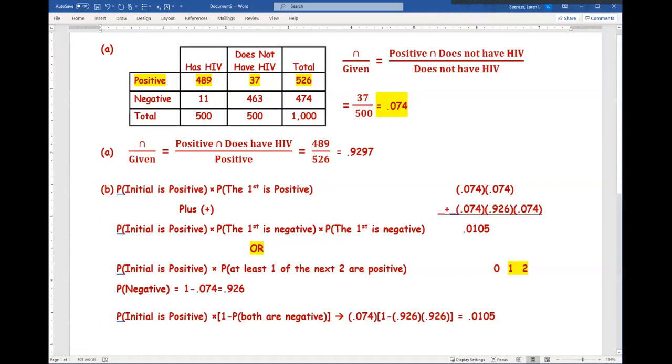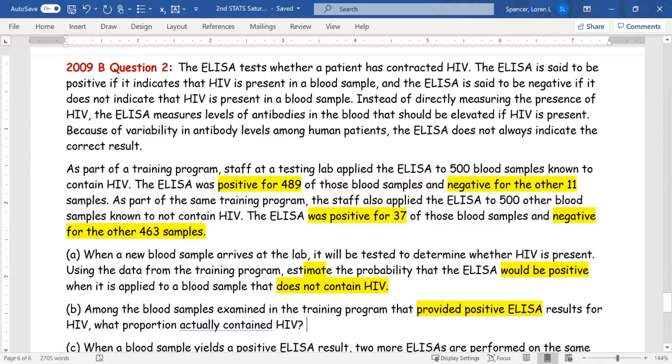And then we look back at part B and figure out what they're asking for. In part B, it says, among the blood samples examined in the training program that provided positive ELISA tests for HIV, what proportion actually contained HIV? Well, once again, this is probably where it's going to be beneficial to have this table ready.